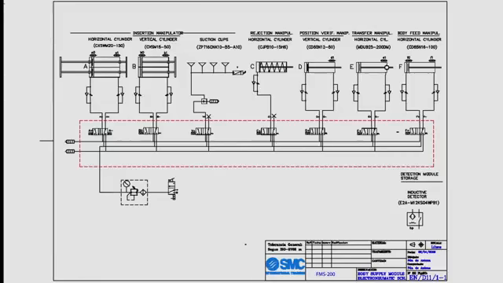Okay, so that is basically our input and output schematics. It's very important that you have an understanding of how those work, because that really dictates how many inputs and outputs you have to program.